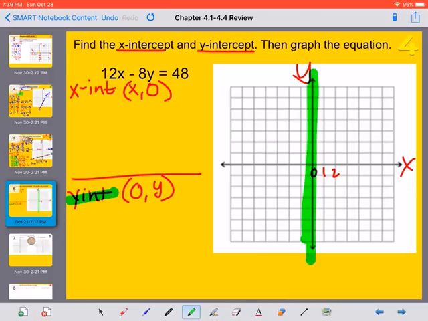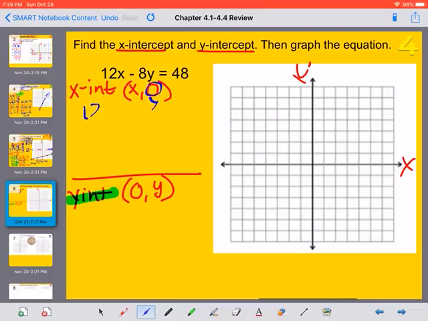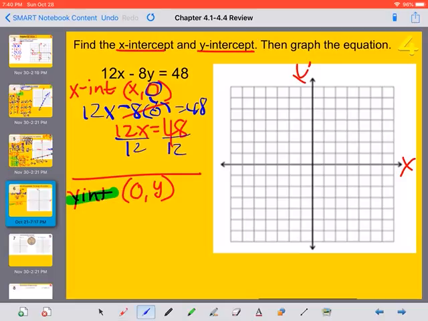So let's take a look at solving these equations. So first, plugging in when y is a 0, we have 12x minus 8 times 0 equal to 48. So anything times 0 is just 0. So we really just have 12x equal to 48. And then divide by 12. We should get x equal to 4.